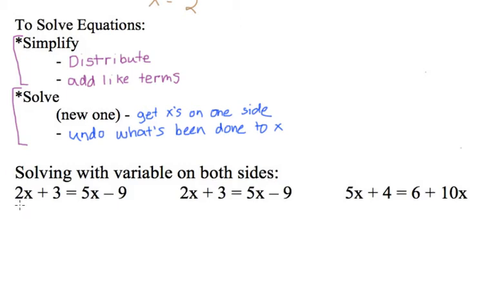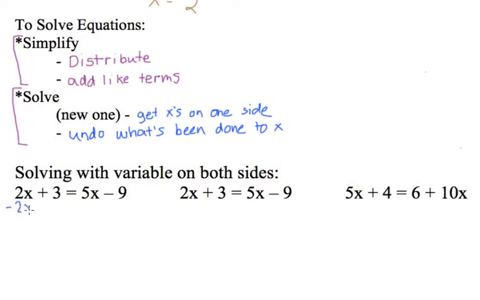First off here, we would want to distribute. There's no distributive property. Now in each of these expressions, we would want to simplify if we can. Well, we're already simplified here. 2x plus 3 and 5x minus 9 is already simplified. Now we have to get the x's on one side or the other. And here's how you do this. This is the new piece for today.